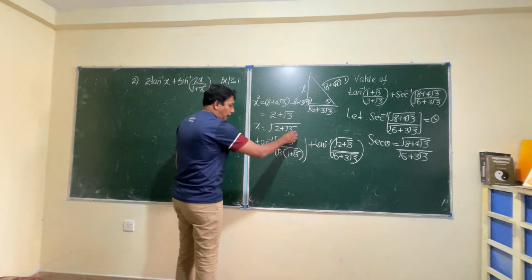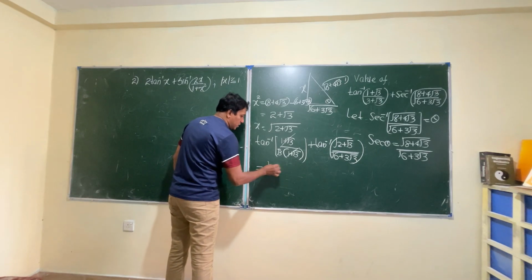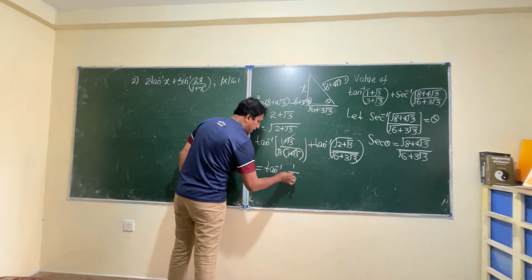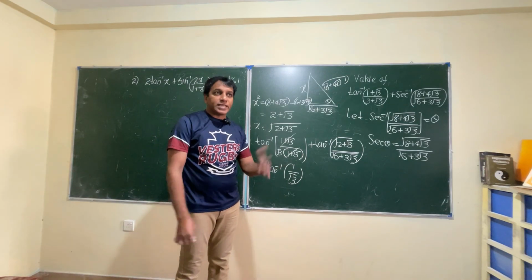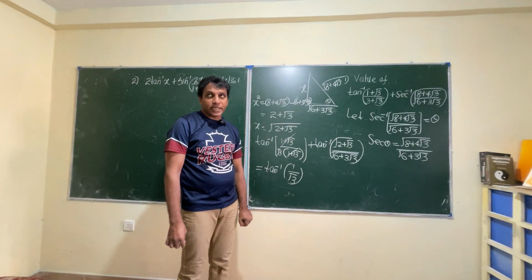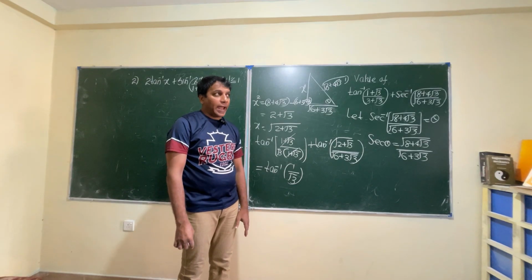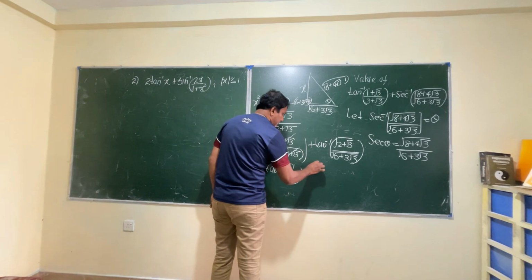Okay, see this cancel. Therefore, tan inverse of 1 over root 3. Okay, the famous angle, 60 degrees. Tan 60 is root 3, and this is 30, pi by 6. Tan 60 is root 3. Tan 30 is 1 over root 3. What is tan?